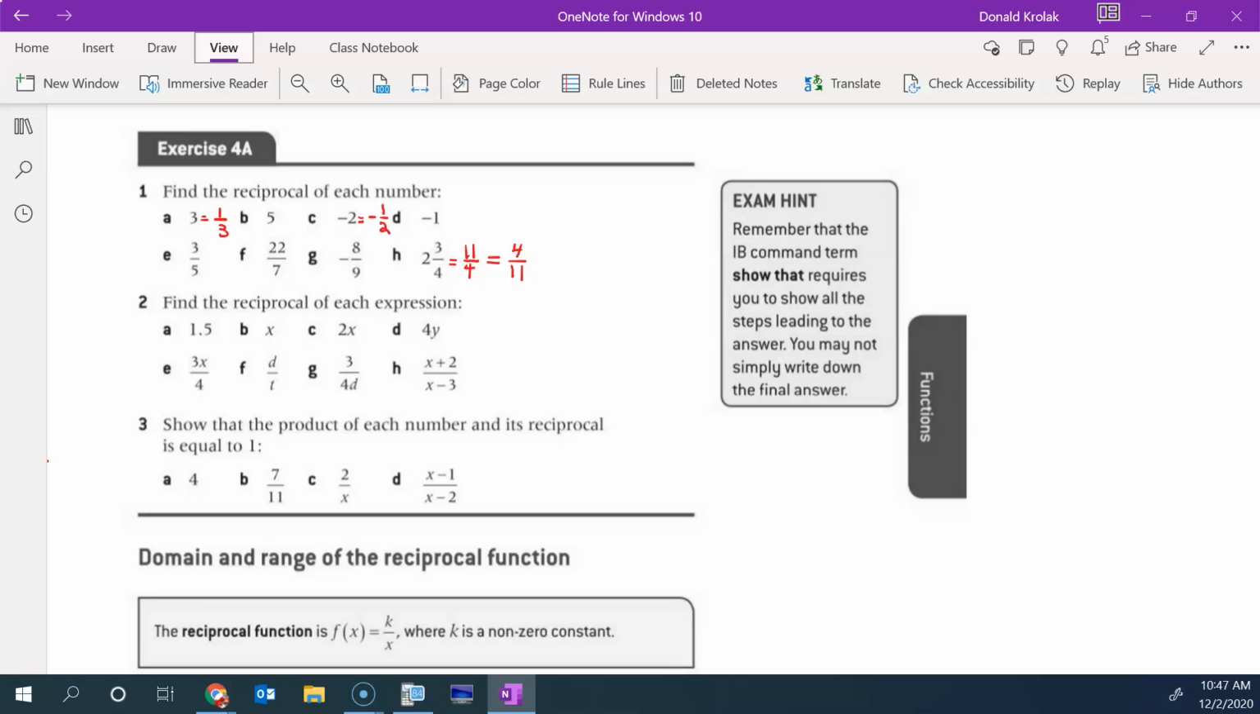All right, now, if it's an expression, so in mathematics, guys, when you see the word expression, that just means it's got variables and numbers in it.